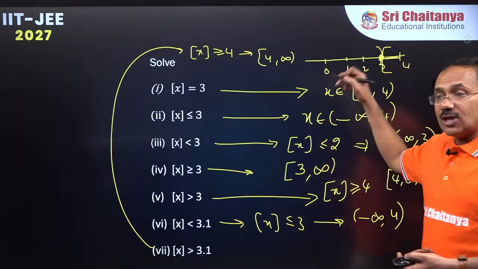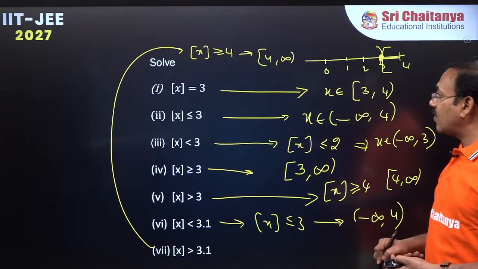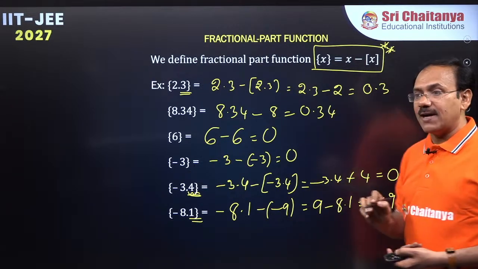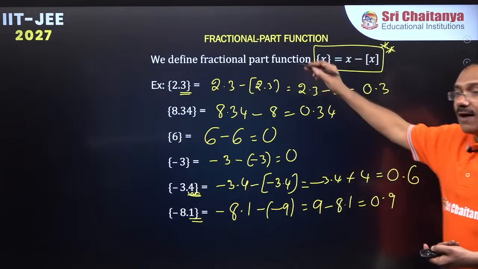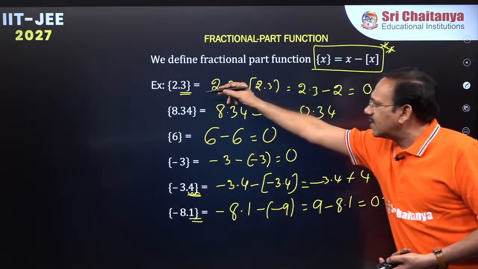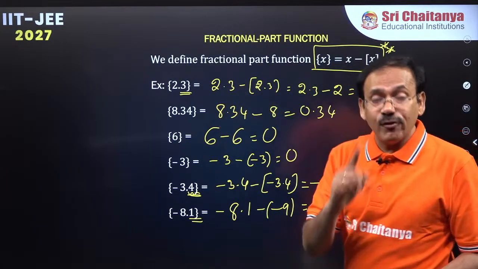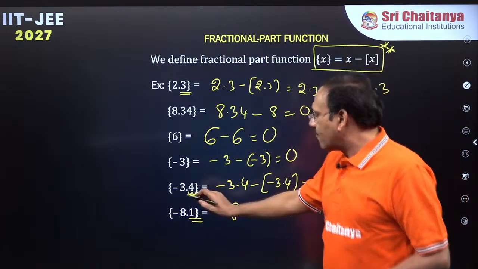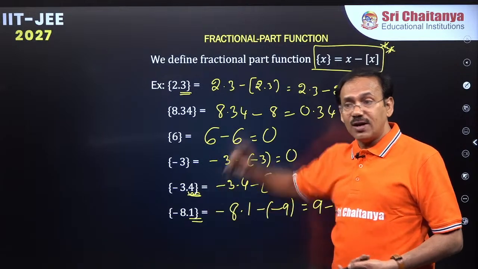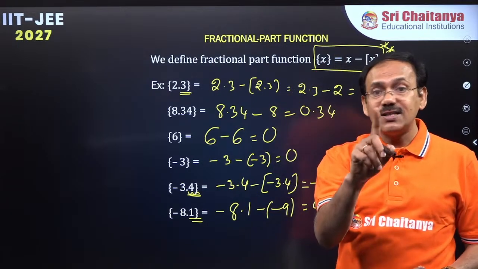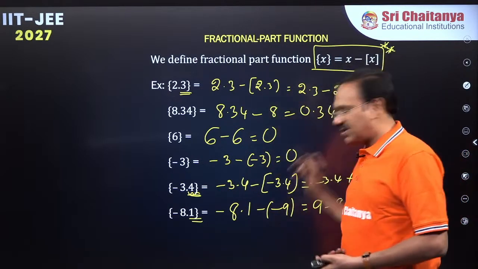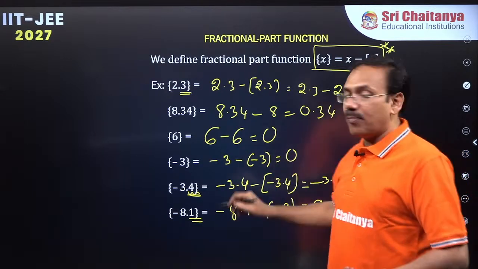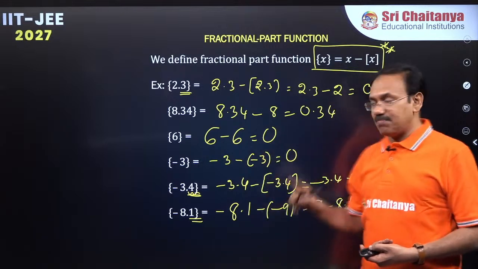The next, we have solved certain important equations and inequations related to step. Then we have defined the fractional part of x as x minus step x, dear students. So, we have seen how to compute. It is nothing but the fractional part, but be careful with the numbers which are negative non-integers. Fractional part of minus 3.4 is not 0.4, it is 1 complement of 0.4, that is 0.6. Fractional part of minus 8.1, dear students, is not 0.1, it is 1 minus 0.1, which is 0.9.